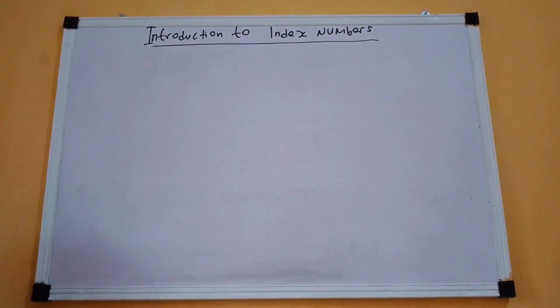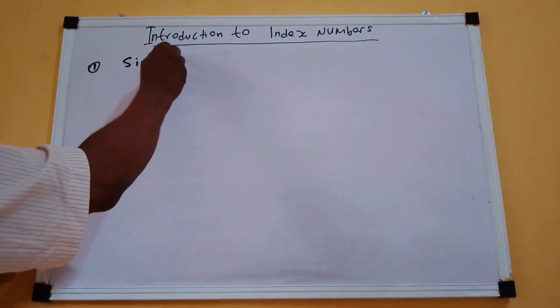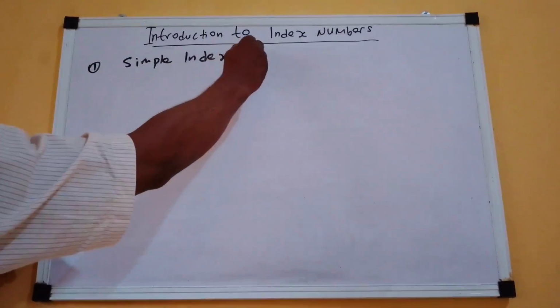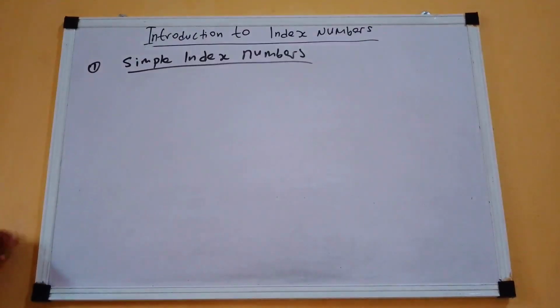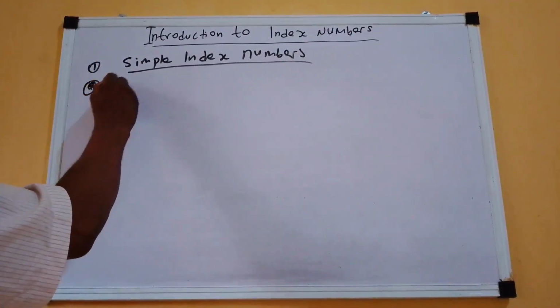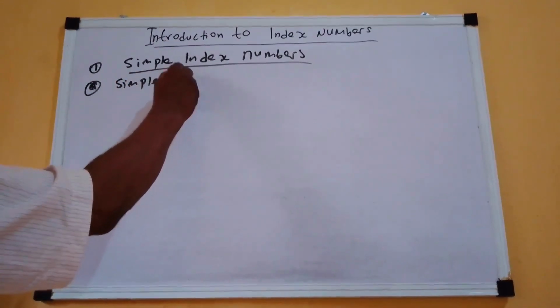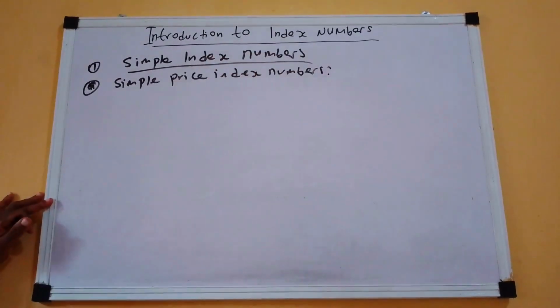So now we shall be looking at how to calculate. The first step is the simple index numbers, how we can calculate a simple index number. We shall start with simple price index numbers first before we go to simple quantity index numbers. So now let's start with the price. Under this we can call it simple price index numbers.